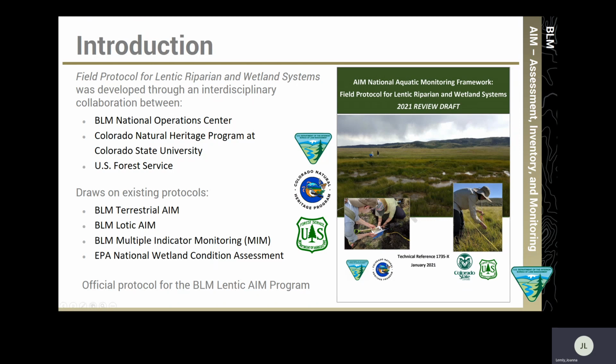To address the need for a riparian and wetland monitoring program, the Field Protocol for Lentic, Riparian, and Wetland Systems was developed through an interdisciplinary collaboration between the BLM's National Operations Center, the Colorado Natural Heritage Program at Colorado State University, and the U.S. Forest Service. The protocol draws on several existing protocols developed by the BLM and outside agencies, including the terrestrial and Lentic AIM protocols, BLM's Multiple Indicator Monitoring, or MIM protocol, and EPA's National Wetland Condition Assessment Protocol. It is the official protocol for BLM's Lentic AIM program and joins the family of AIM technical resources.